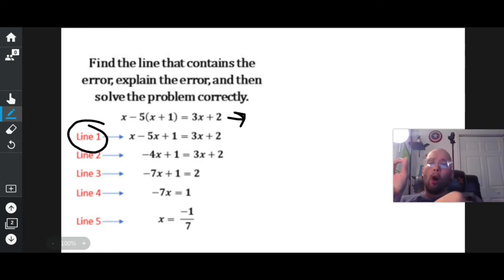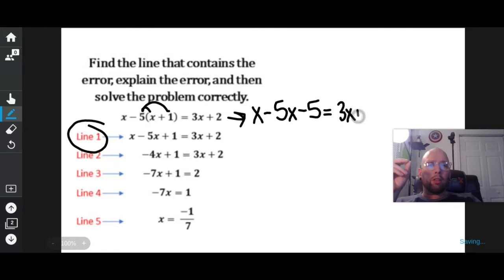They went wrong by not distributing the -5 to the 1. It should be x, and then -5 times x is -5x. That wasn't the problem. The problem was -5 times 1 should have been -5. That will equal 3x plus 2.